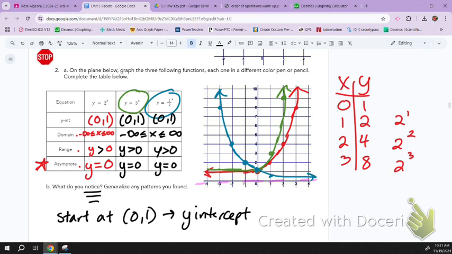Anything else that you notice with the graphs? They all have the same point of intersection? Yeah, they're all going through here? That's great. Yeah, they're all going through 0, 1. That's a point of intersection. Anything else?